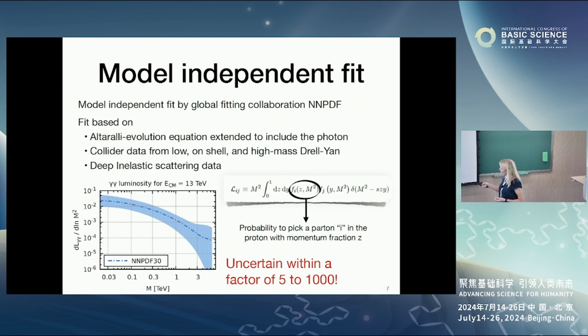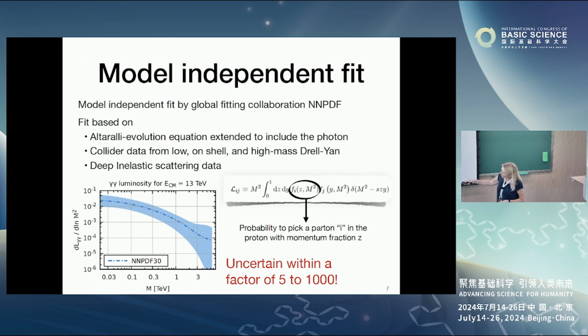It was relying essentially mostly on Drell-Yan data from a low mass on-shell region close to the Z peak, or very high mass, and also deep inelastic scattering data. So they assumed an agnostic parametrization, and then they were fitting the photon distribution function. And this is the result of the fit that they obtained.